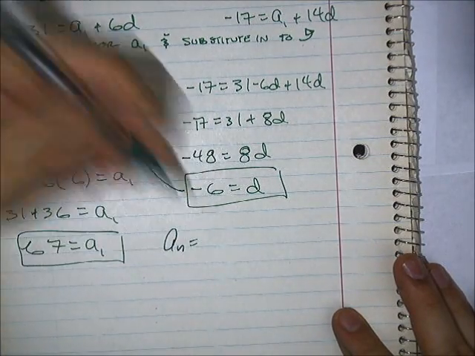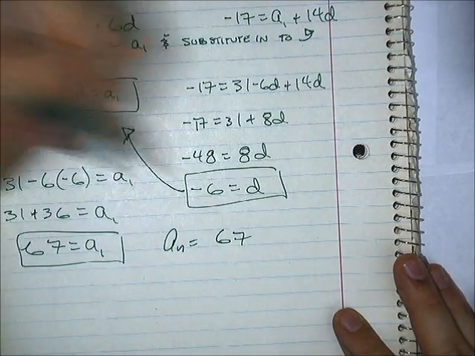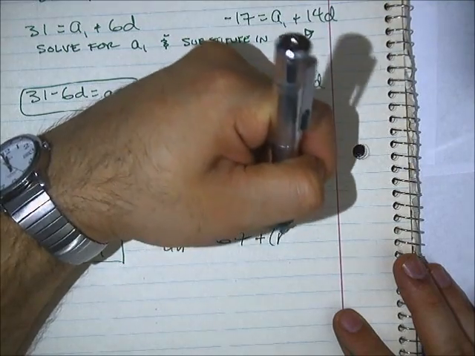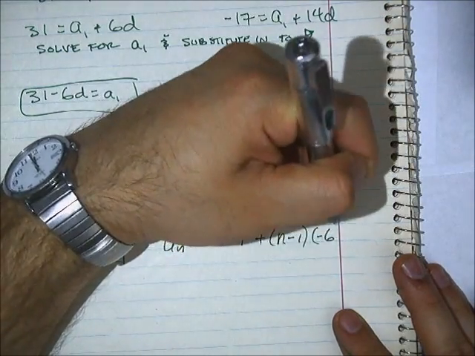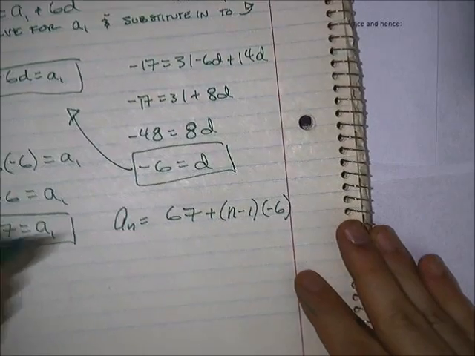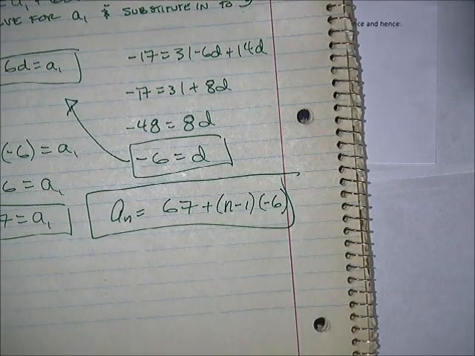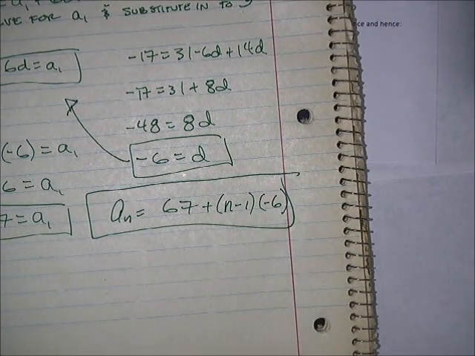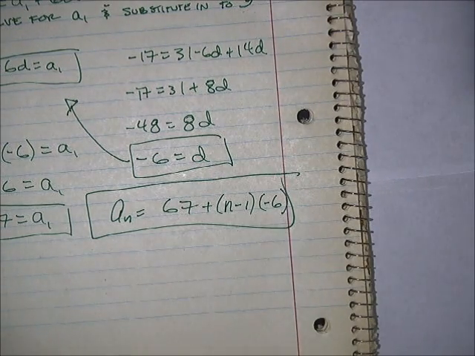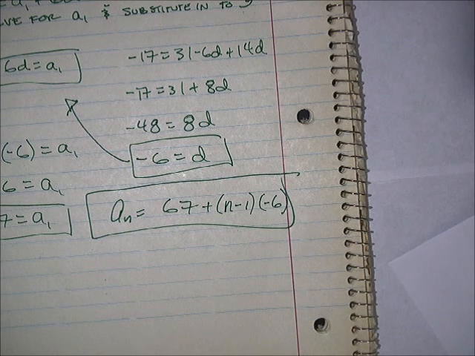Equation that says a sub n is equal to 67 plus n minus 1 times negative 6. And right there is the general equation, the nth term equation. Any questions so far? This is a very classic style problem. You will see a problem like this on the test.